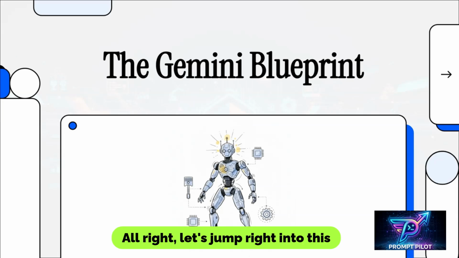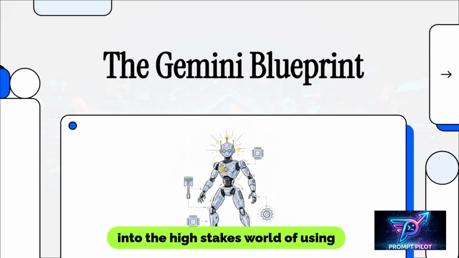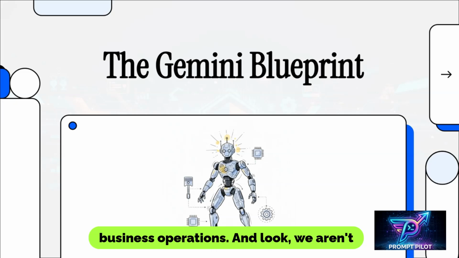All right, let's jump right into this explainer. Today, we're diving headfirst into the high-stakes world of using Google Gemini to completely automate your business operations. And look, we aren't just talking about generating a quick, polite email reply here. We are talking about assembling a comprehensive, always-on AI arsenal, something that integrates deeply into your strategic planning, your marketing pipelines, and your day-to-day logistics. So get ready, because we are mapping out the exact blueprint you need to really leverage this technology.